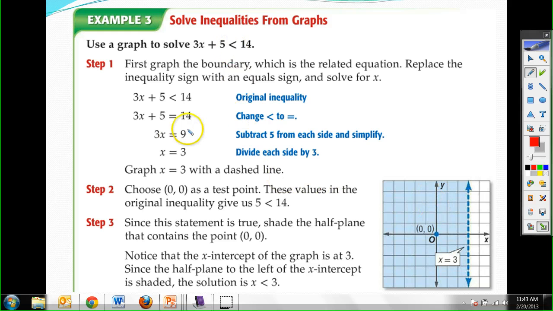Now, same thing, you're going to test. I normally would use 0, 0. So 0, 0, if you put it in here, 3 times 0, 0 plus 5 is 5. 5 is less than 14? Yes, absolutely. So that means the part that's containing the 0, 0 is the one that's going to be shaded. So it's the left portion. Now when you shade these, you're going to just simply show me which side is shaded by doing this. Okay, because I don't want you coloring the whole graph in like it looks like in the textbook.